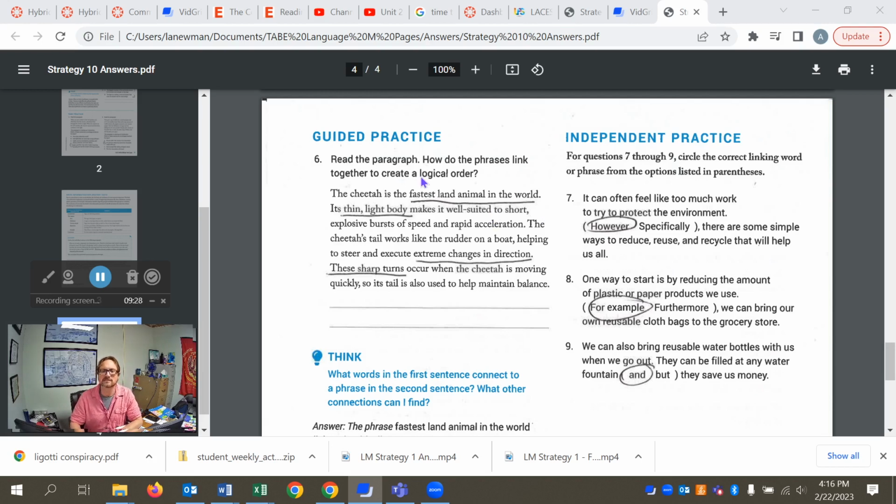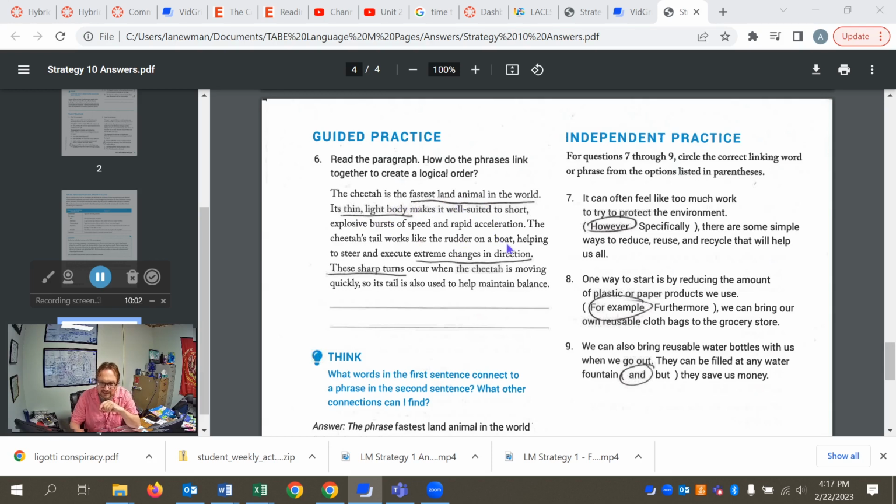Okay, in 6, we're expected to find the phrases that link together to find a logical order. And what they mean is that a sentence should connect back to something in the sentence that was before it. That's what they mean. So when I underline here the first sentence, fastest land animal in the world, in the second sentence I underline thin, light body because it tells us a little bit about why it is the fastest land animal in the world.